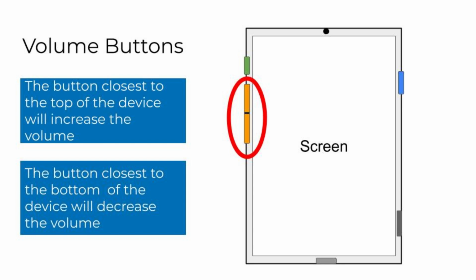Regardless if it's one button or two buttons for volume, generally speaking, the button closest to the top of the device will increase the volume, whereas the button closest to the bottom of the device will decrease the volume.